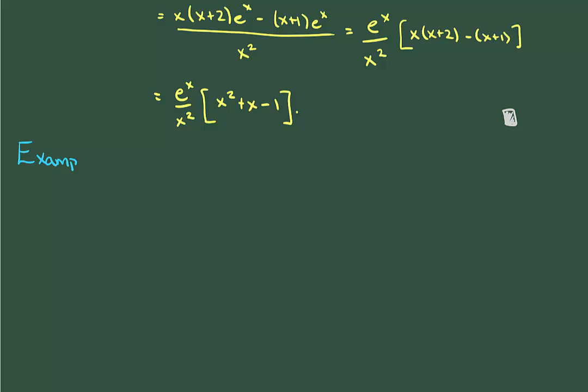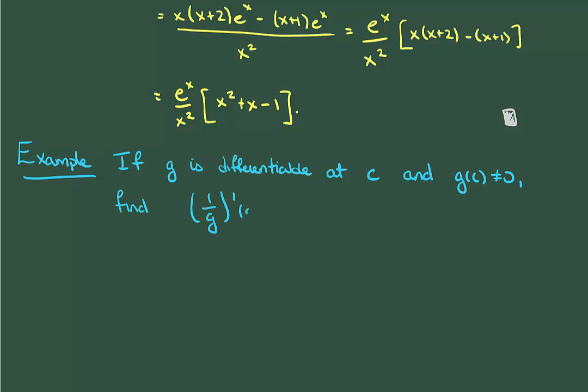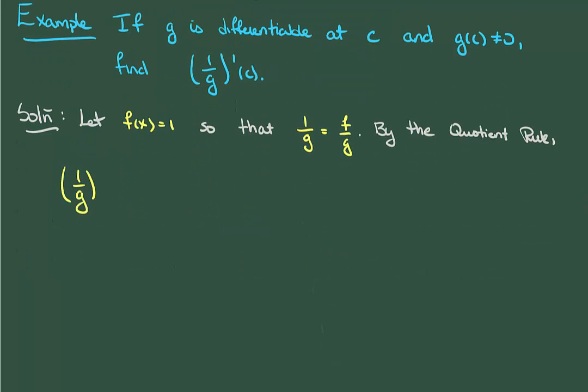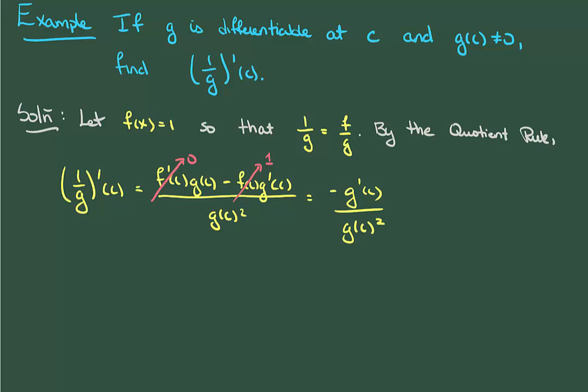The next example is a bit more abstract. If g is differentiable and non-zero at c, let's find the derivative of 1 over g. Let's take f to be the constant function 1, so that 1 over g is the same as f over g. Applying the quotient rule, and again, I'm going to write out the full formula for emphasis, we get this. Now f prime is 0 and f is 1, so there's a lot of simplification coming our way, leaving just negative g prime of c over g of c squared.